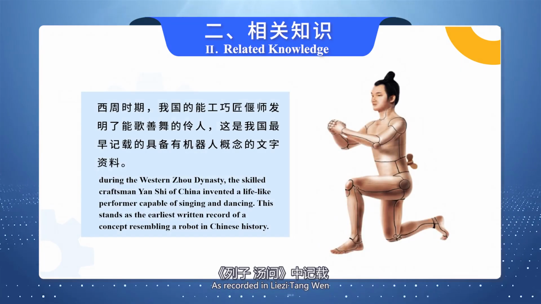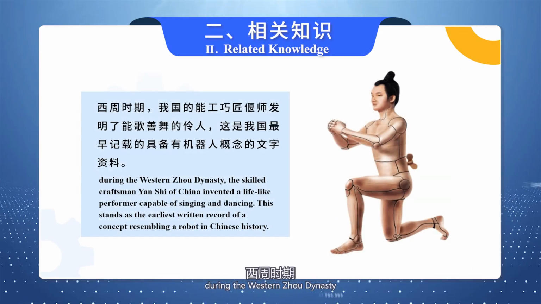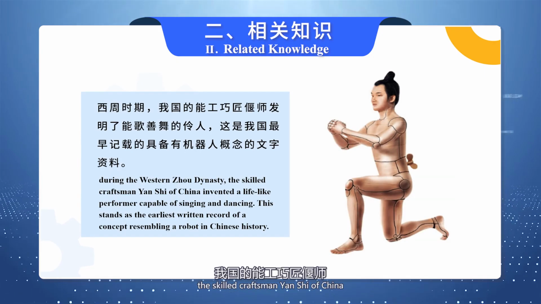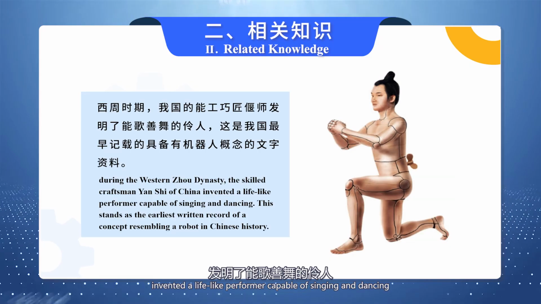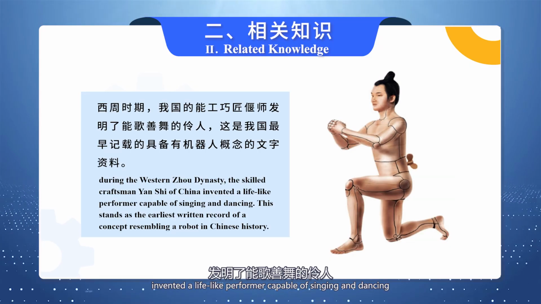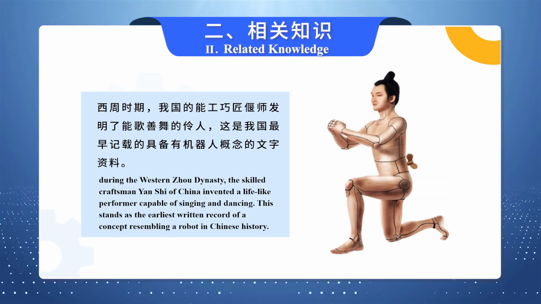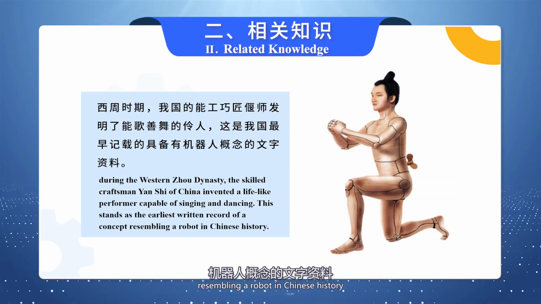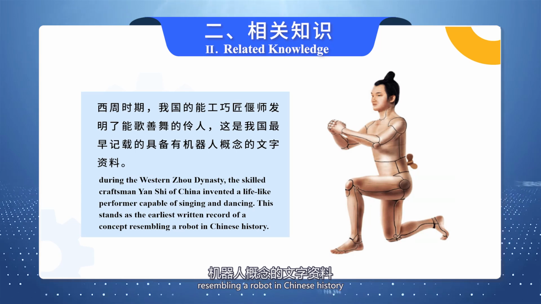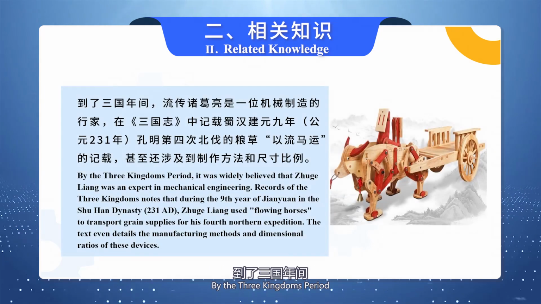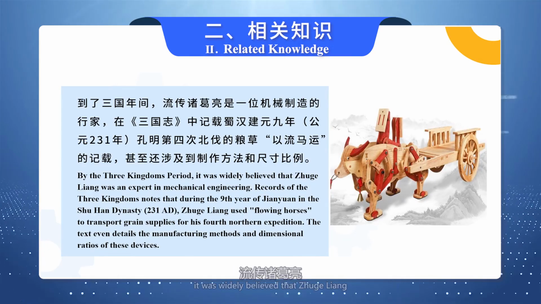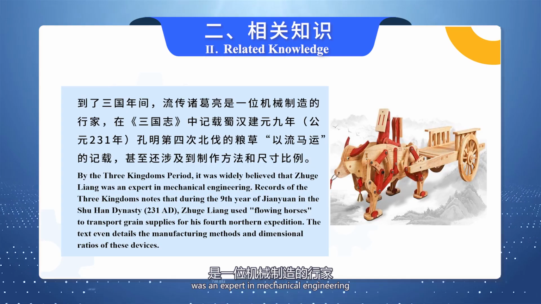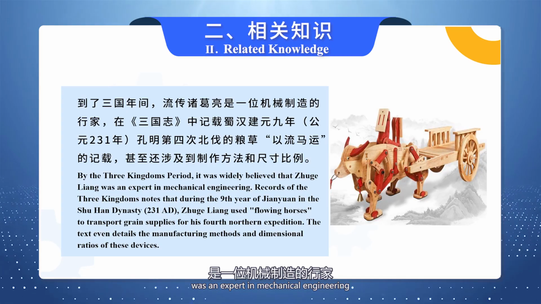As recorded in 列子汤问, during the Western Zhou dynasty, the skilled craftsman Yan Shi of China invented a lifelike performer capable of singing and dancing. This stands as the earliest written record of a concept resembling a robot in Chinese history. By the Three Kingdoms period, it was widely believed that Zhuge Liang was an expert in mechanical engineering.